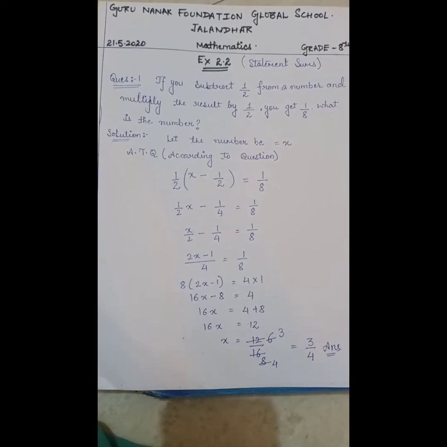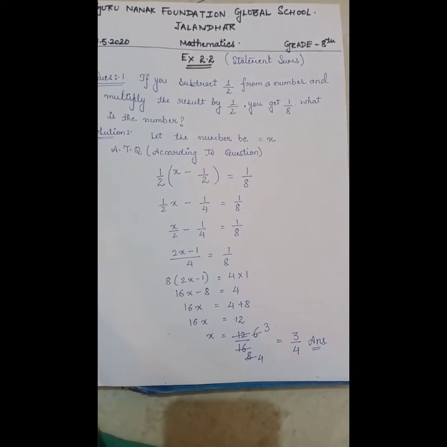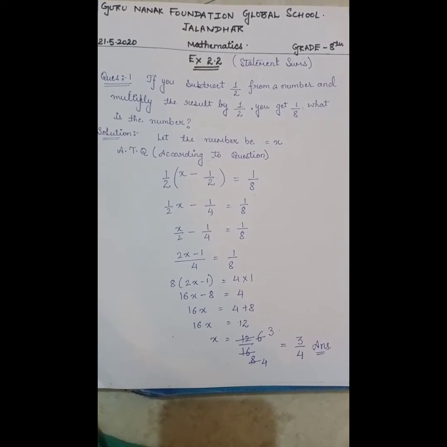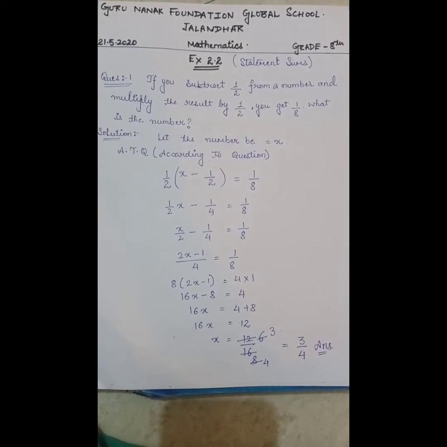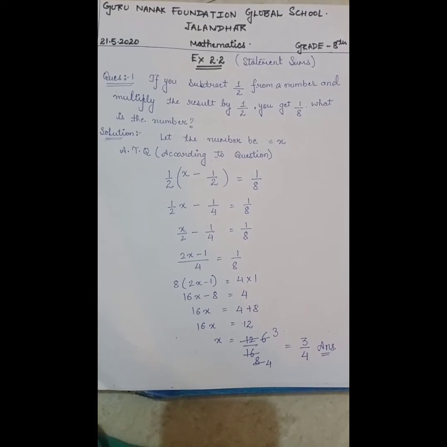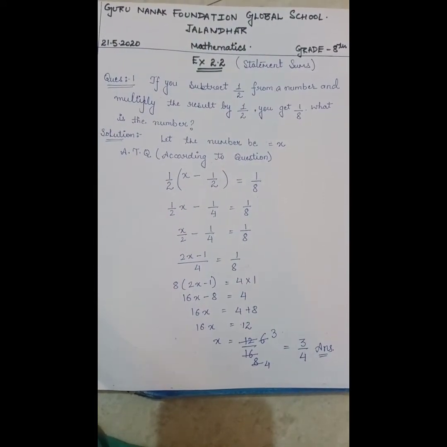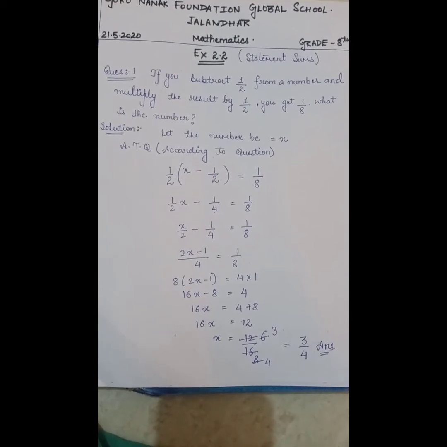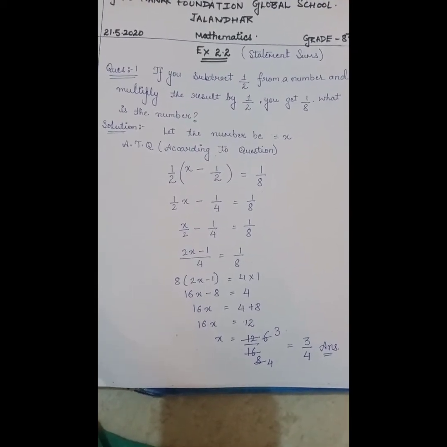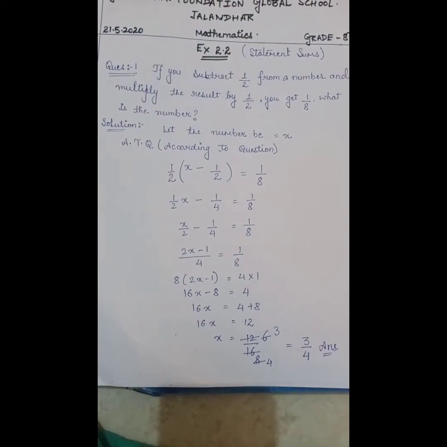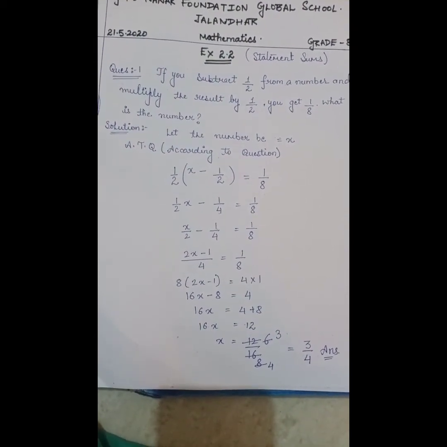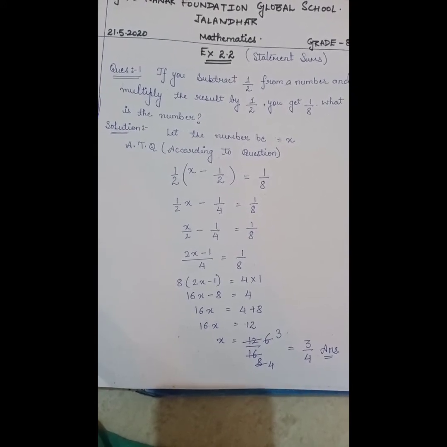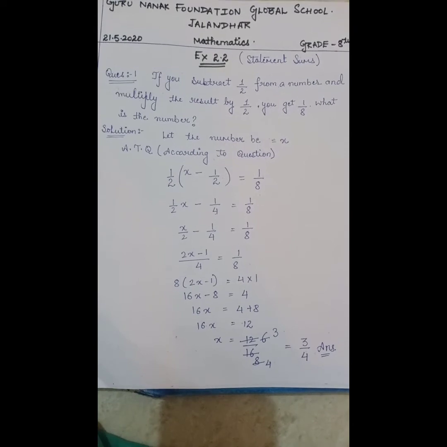So let's start. Our first question is: if you subtract 1/2 from a number and multiply the result by 1/2, you get 1/8. What is the number? See beta, what is our question? What is the number? So first of all, let the number be x. What we don't know, what we have to find out, we let it be x, we imagine it. Fine. So here, let the number be x.